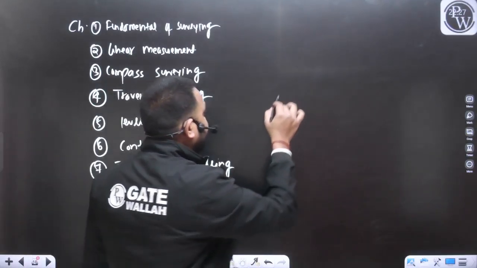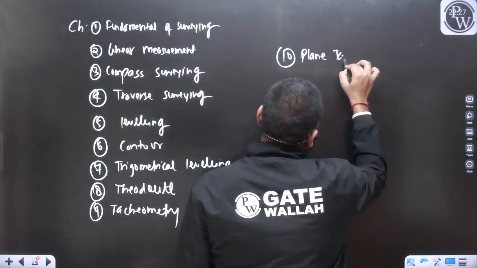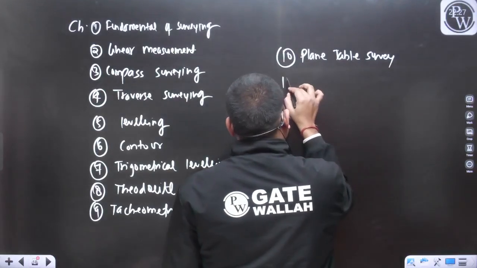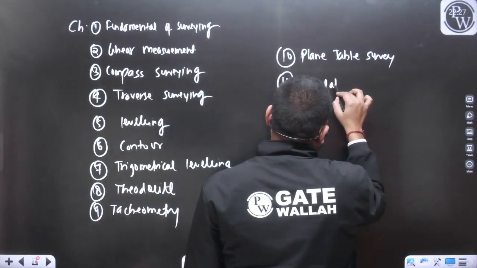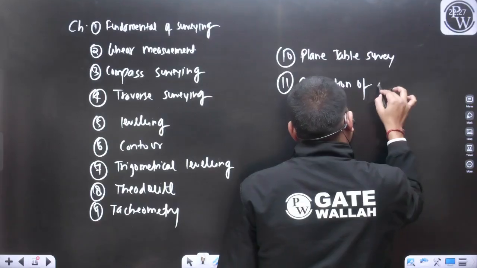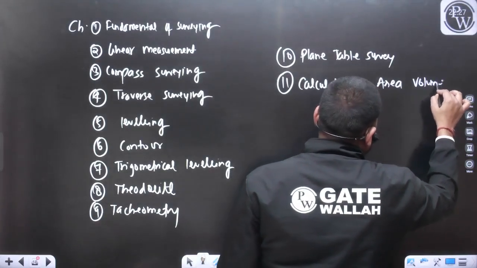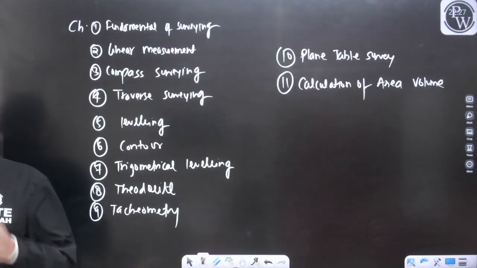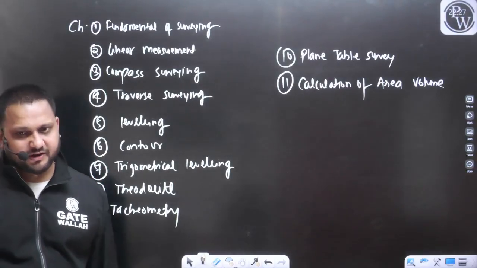And the next chapter we have covered was plane table survey. And we have just covered the calculation of area and volume. So these are the 11 chapters that we have covered, yes or no?